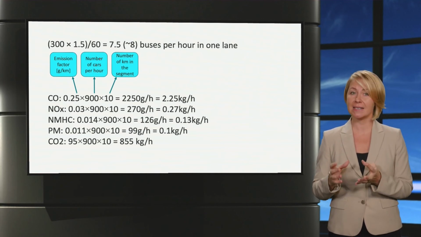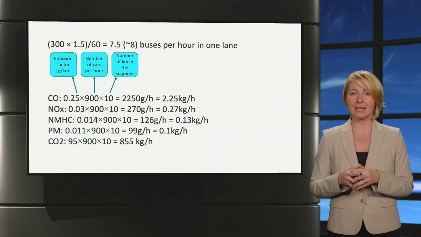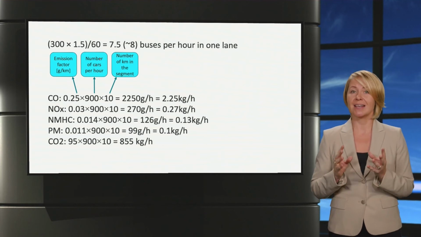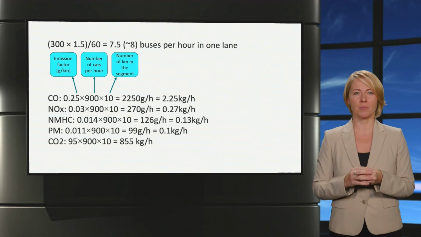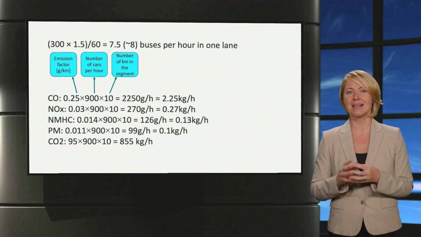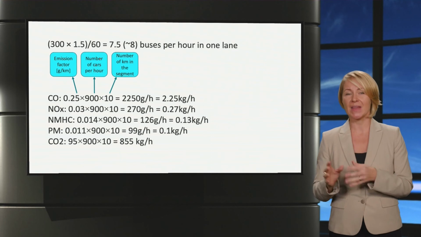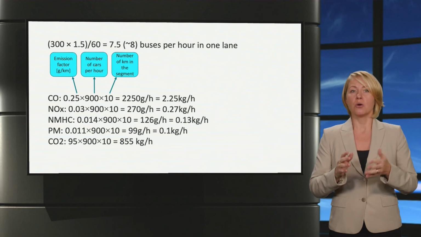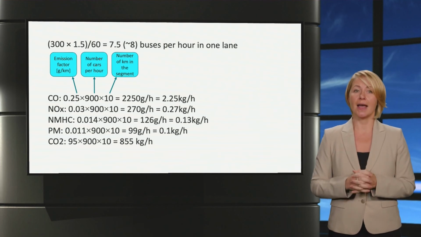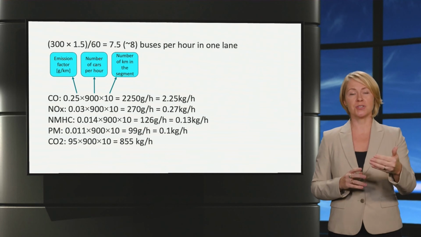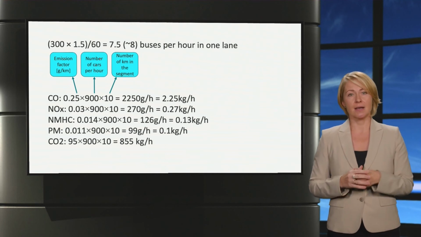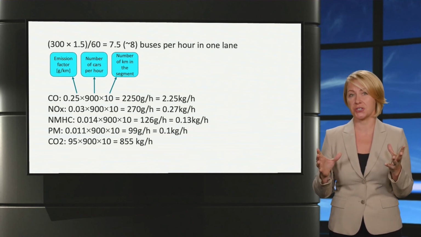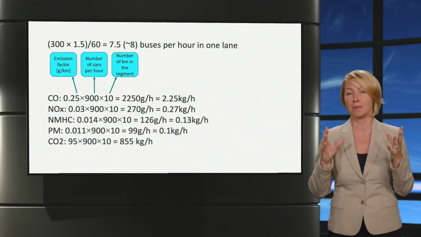Now let's calculate the baseline emissions. Considering 10 kilometers of highway and 3 car lanes, using the equation emission factors, that is given to us in grams per kilometer, times number of cars per hour, times number of kilometers in that segment, we arrive for CO2 at 2.25 kilograms per hour. We repeat it for the other pollutants and we calculate the total emissions for NOx and HC, particulate matter, and lastly for CO2. And that will be our largest one because it's 855 tons per hour.